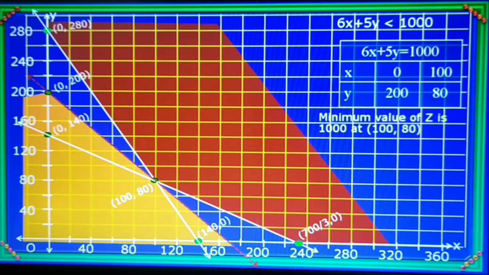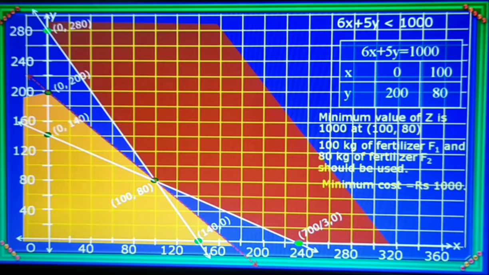Hence, minimum value of z is 1000 at point with coordinates 180. From the coordinates of the point where we have got the minimum value, we will get 100 kg of fertilizer F1 and 80 kg of fertilizer F2 should be used. Minimum cost is equal to rupees 1000.